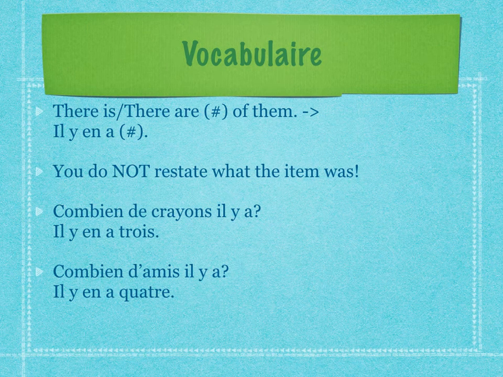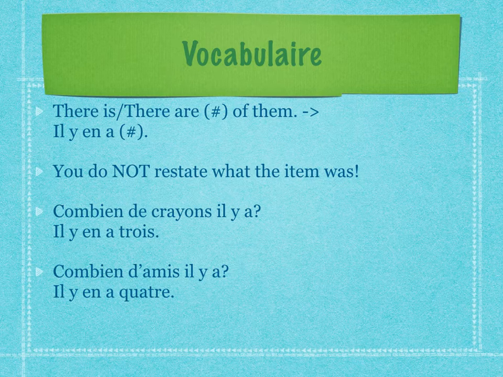To reply to the question combien de something il y a, you're going to say il y en a and then a number. Okay, so this means there is a certain number of them or there are a certain number of them. We are not restating what the item was. Okay? We have the "of them." We don't need to say there are 3 pencils of them.